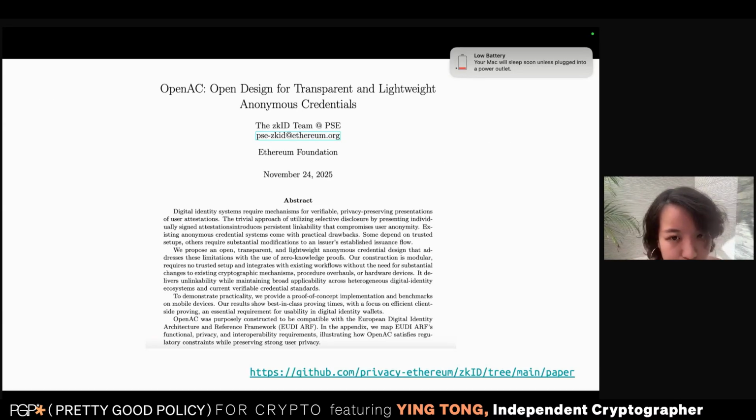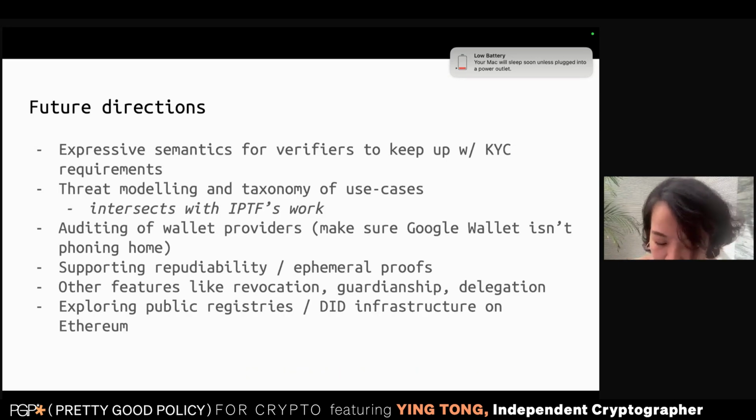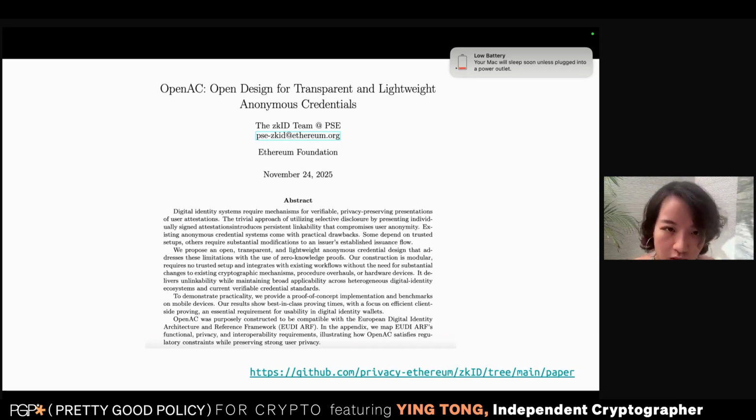So this was a summary of our work at OpenAC. Lots of work remains to be done. Please reach out if you're interested in contributing. If you have any feedback, if you have any requirements that we haven't addressed, future directions you're interested in exploring, and especially in contributing to the standards effort.